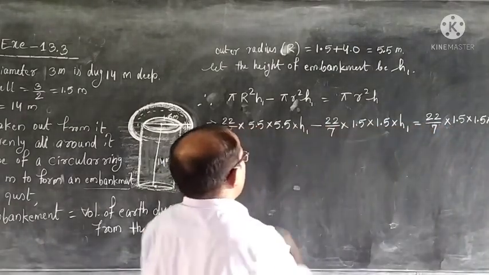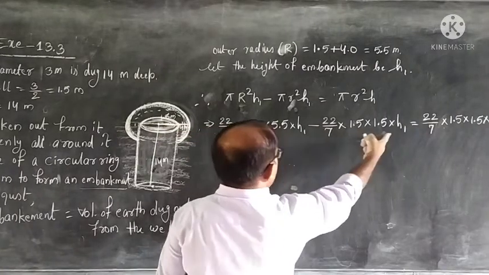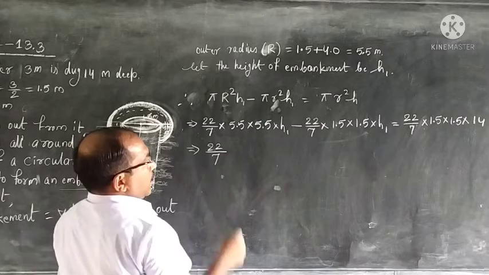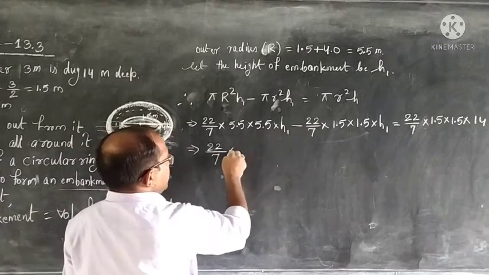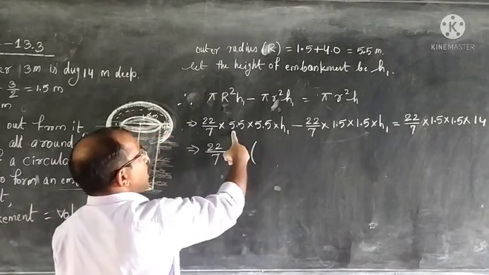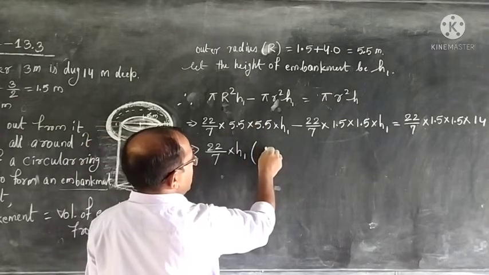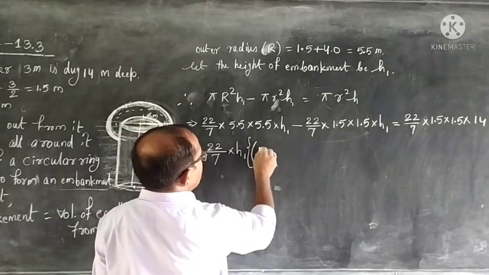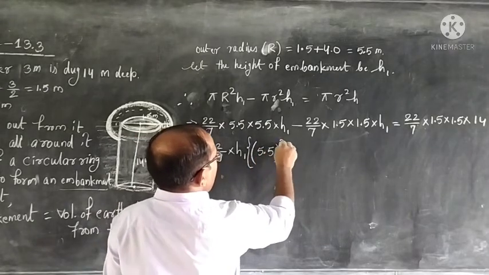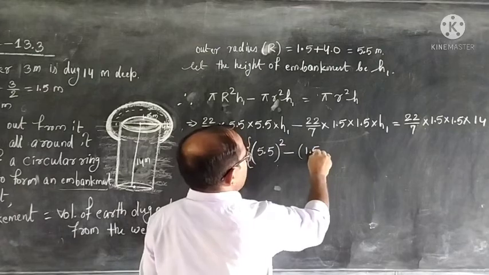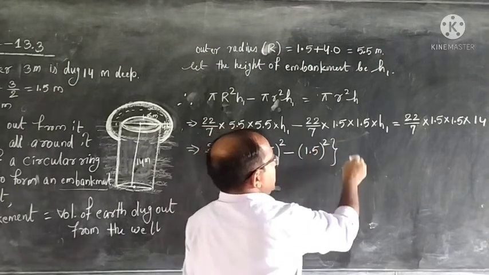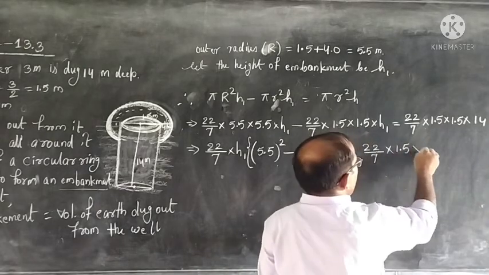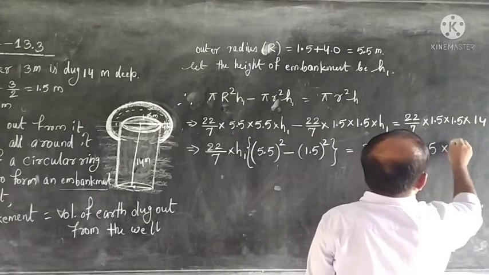From here we can take common, all of this minus all of that. So, 22/7 is common. After that h1 we can take common, remaining 5.5 square. So, let us use the formula so that we can avoid calculation. 5.5 square minus 1.5 square is equal to 22 by 7 into 1.5 into 1.5 into 14.